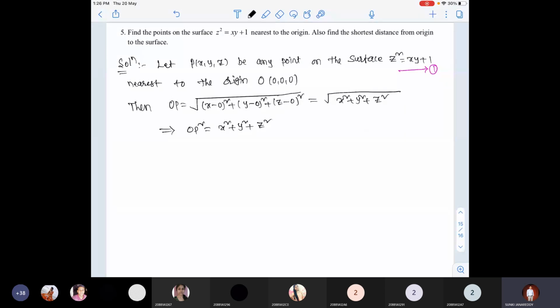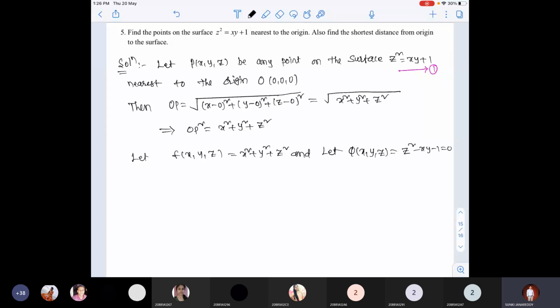Now let f of x comma y comma z be equal to x square plus y square plus z square, and let phi. What is the phi, Nana? Here phi of x comma y comma z, we already discussed this one, that is equal to z square minus xy minus 1, that is equal to 0. It is a connected relation.